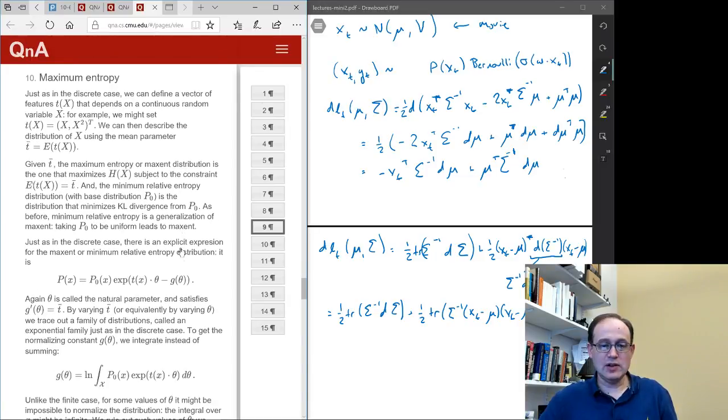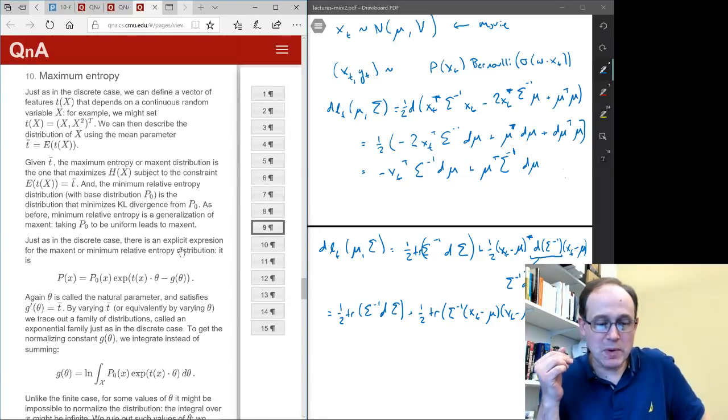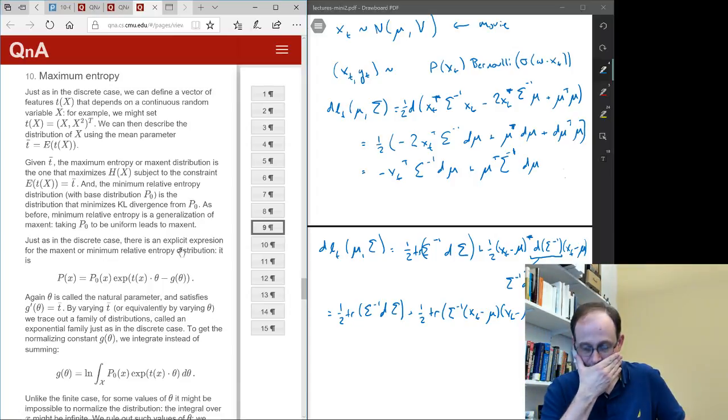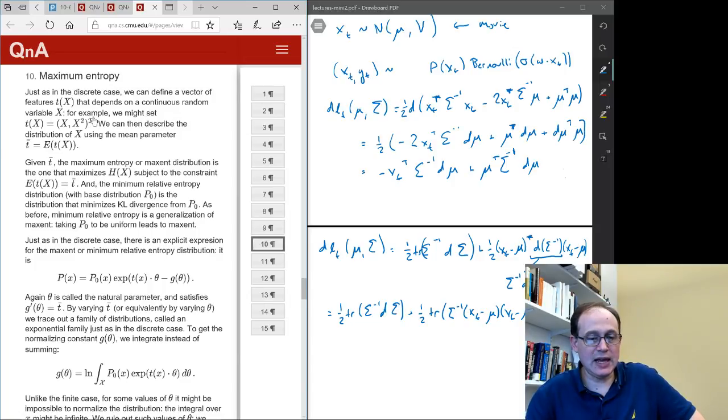All right, so hopefully everybody remembers maxent from the discrete case. There's an analog of maxent for the continuous case as well, and it mostly proceeds the same way. The only difference is that we get densities instead of probabilities. So we have a random variable capital X, and we define a vector of features t of x, which in our example is going to be x and x squared because that's a good example. But in general, t of x can be any set of functions of x.